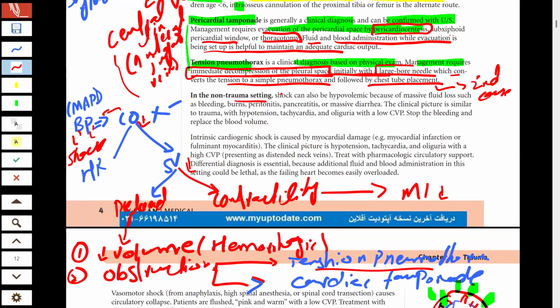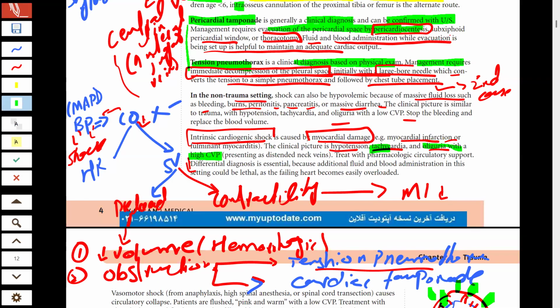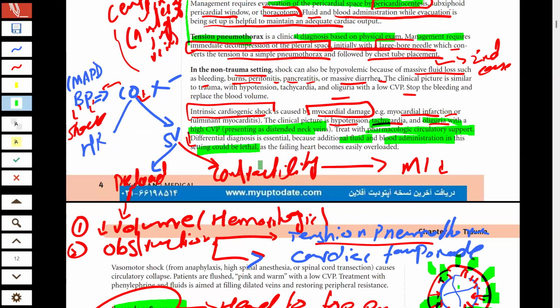In a non-traumatic setting, hypovolemic shock is due to massive fluid loss, bowel obstruction, peritonitis, pancreatitis, and other causes. The other cause is due to contractility: cardiogenic shock caused by myocardial infarction. The clinical picture is hypotension, tachycardia, and oliguria, right? With high CVP and distended neck veins, treat with pharmacotherapy and circulatory support, and the diagnosis is essential because additional fluid and blood administration in this setting is lethal.